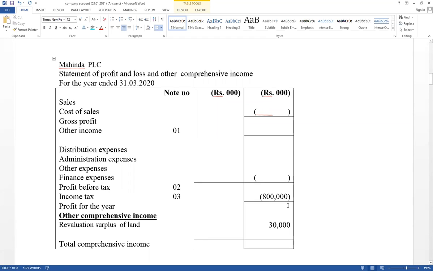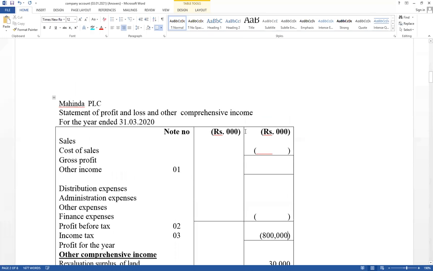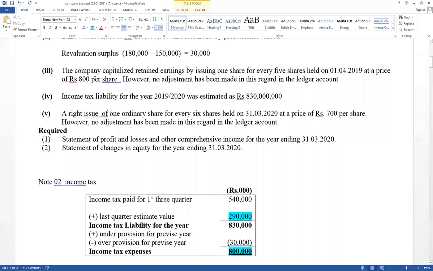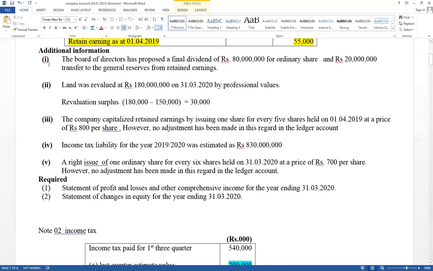Think how to calculate. Under provision or over provision also you have to adjust. Those are called changes in accounting estimates. The previous year's difference value should be adjusted this year. This year's difference should be adjusted next year. That is estimate change. Right, the additional fourth one is also okay. From the beginning, additional information should be done. Think about the dividends adjustment we have discussed. Revaluation we have discussed. Income tax we have discussed. Those adjustments we have discussed already.